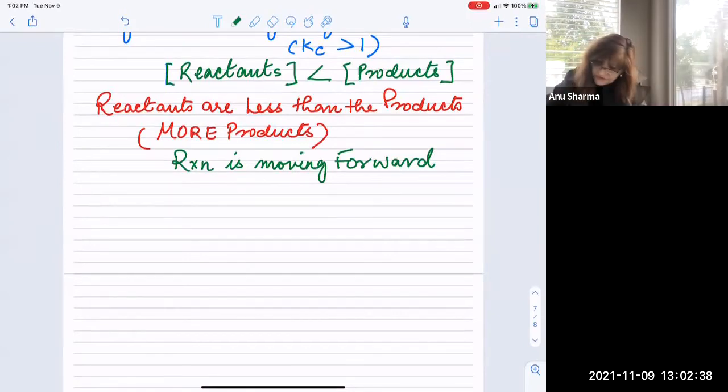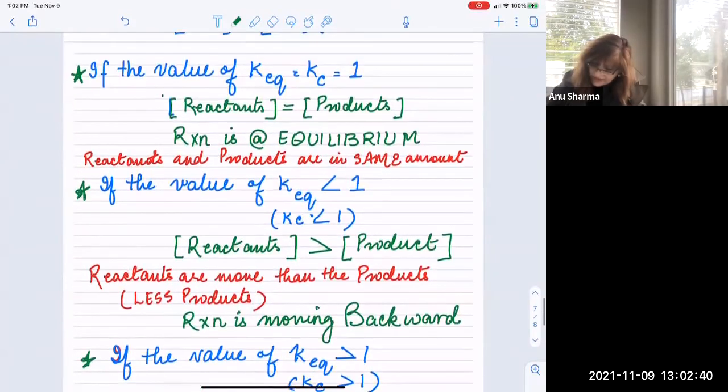Yeah, so this is another thing. It's the same. The reactants and the products are in the same amount. So the concentration of reactants and products is equal, and this concentration does not change.